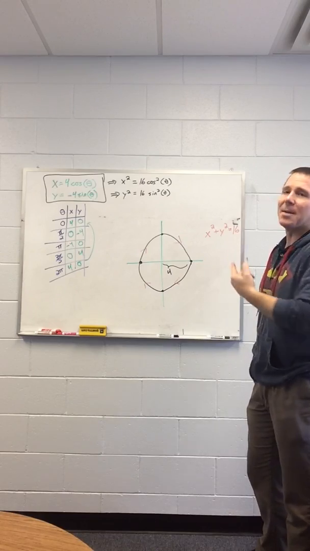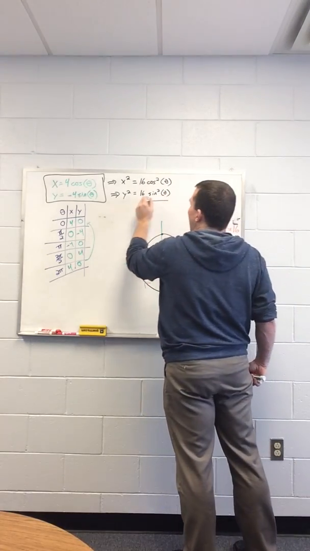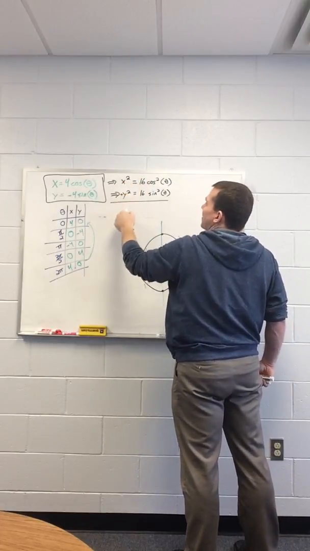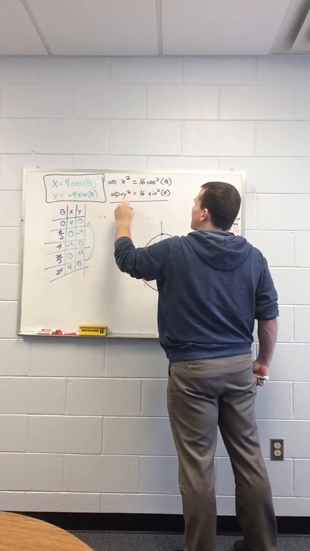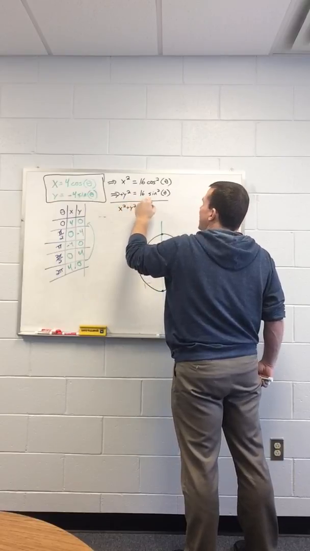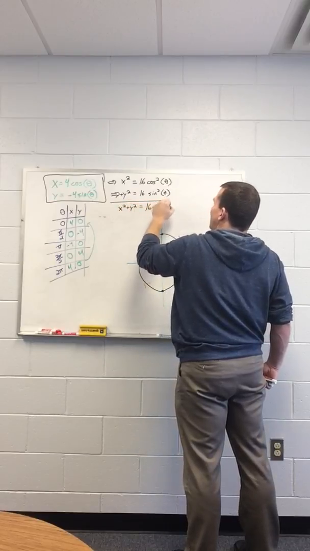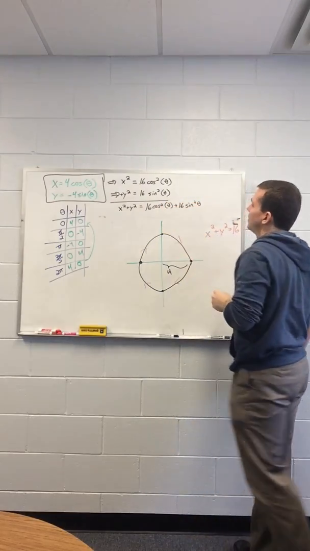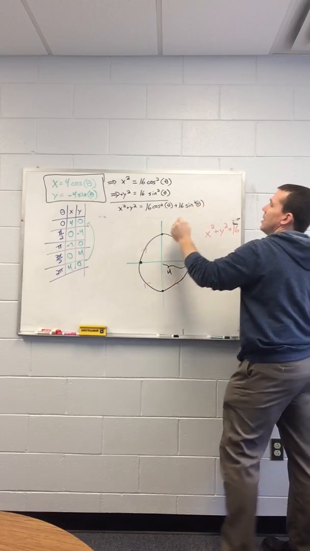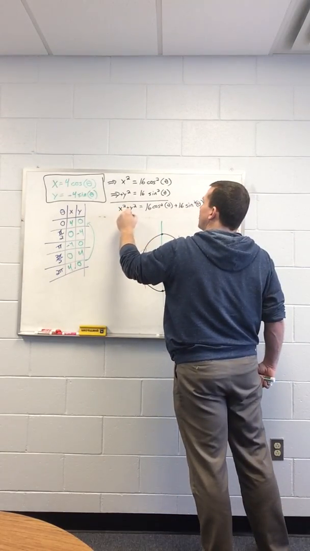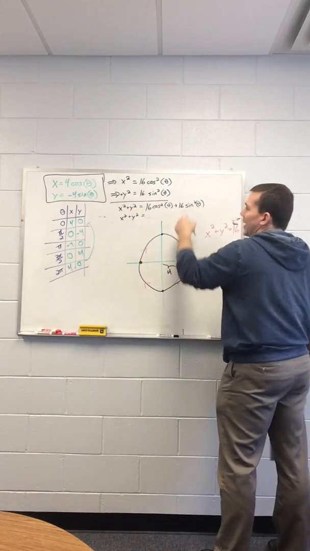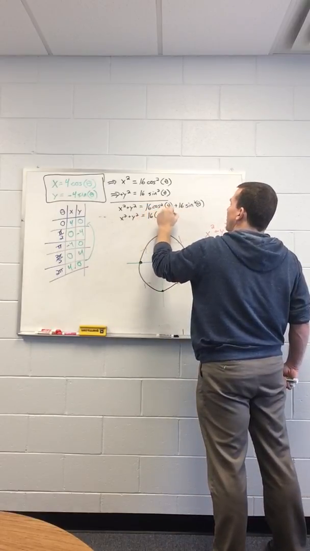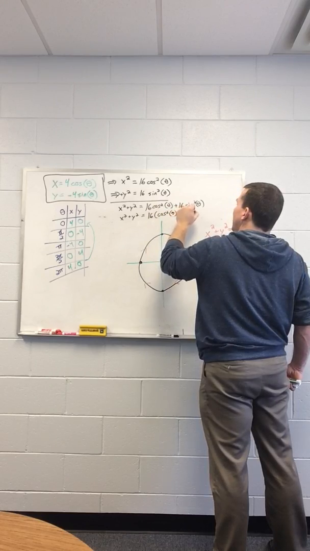Now, I'm going to combine those two equations. And by combine, I mean I'm literally going to add them together. On the left, I get x squared plus y squared. On the right, I get 16 cosine squared theta plus 16 sine squared theta. On the left, I'm just going to leave it alone. On the right, I'm going to factor a 16 out, and I'm left with cosine squared theta plus sine squared theta.